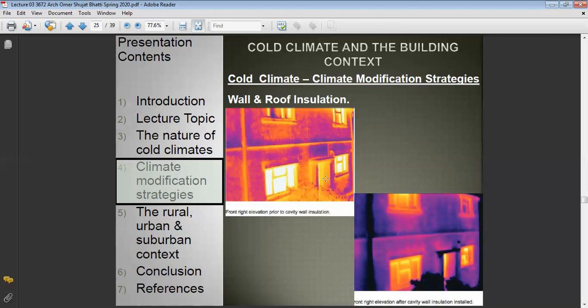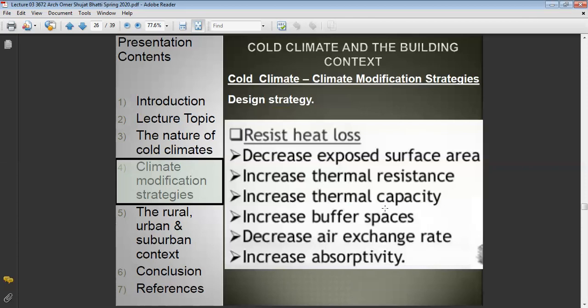Front right elevation prior to cavity wall installation: most of you can see that this yellow part is disseminating heat. But with the help of insulation installed inside, these walls have now turned purple. That means they are not disseminating heat, and most of the heat can be retained inside. That is how an infrared detection camera can be utilized to detect these kinds of values, and it could be helpful. So in the design strategy, we have to opt to resist the heat loss.